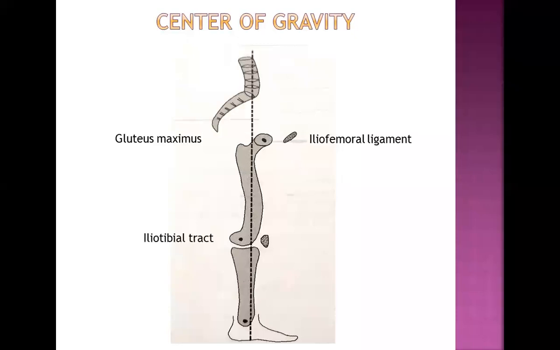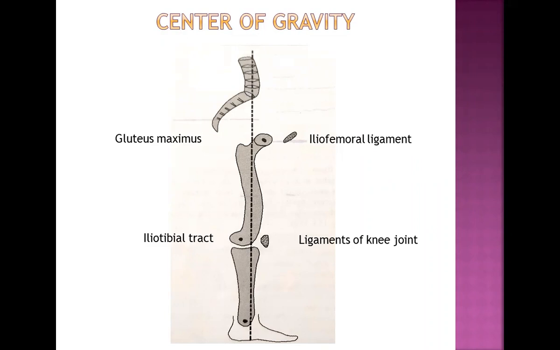And we had learned last class that the iliotibial tract helps to stabilize the knee joint because the center of gravity is passing anterior to the knee joint. Ligaments of the knee also help. So this is just an additional point of interest.